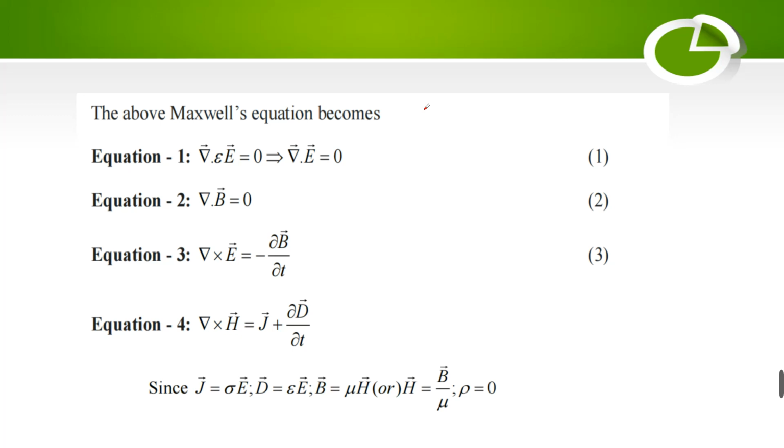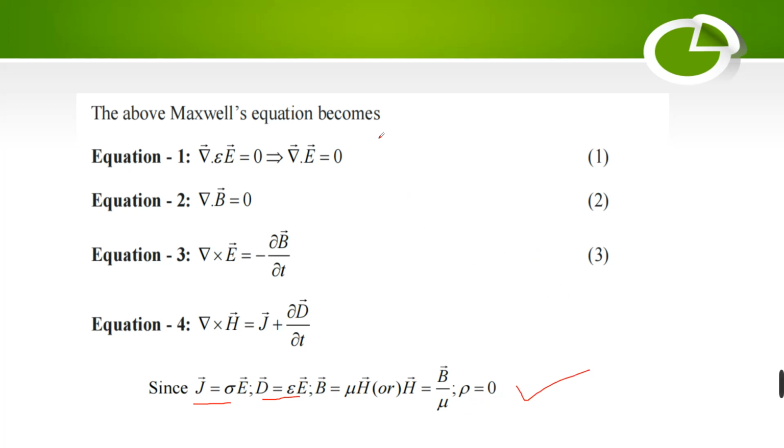Based on this, we are going to consider some relations, that is, J is equal to sigma E. These are the basic formulas which we have learned. D is the displacement vector, D is equal to epsilon E, and B is equal to mu H, or H is equal to B by mu, and rho is equal to 0.